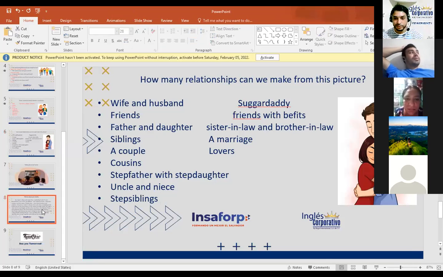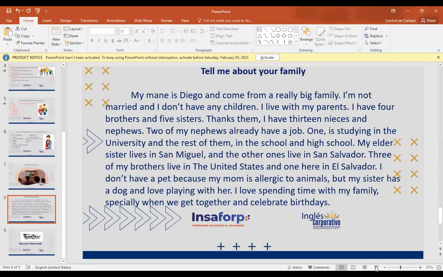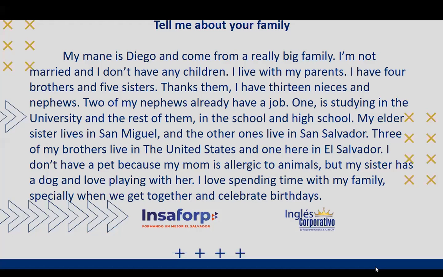So as I told you, we are going to present our family. This is my example. You are going to talk about your family, but this is my example. This is a real case. If you have children, you can talk about your children. In my case, I don't have any children, so I will talk about my siblings. So listen, I will start.